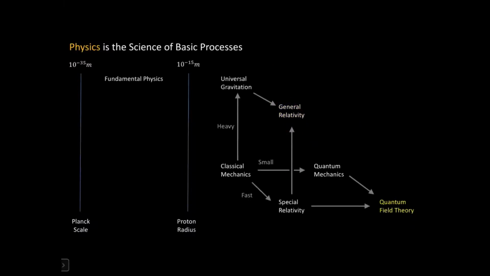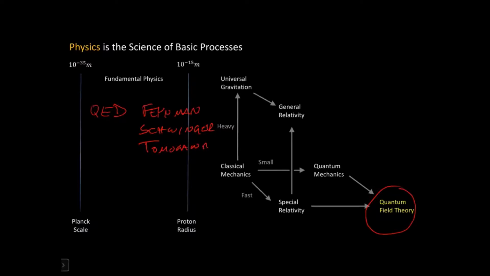A little more recently, this was probably finished in the mid-40s, was quantum field theory. Well, not finished. I guess the first good quantum field theory came in the mid-40s. That was quantum electrodynamics. That was by Feynman, did a lot, Schwinger, and I think it's Tomonaga. You can correct me if I'm wrong. I've got the chat open. And so they got the Nobel Prize for QED.